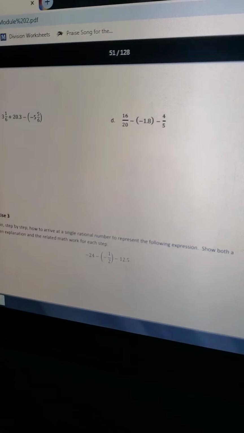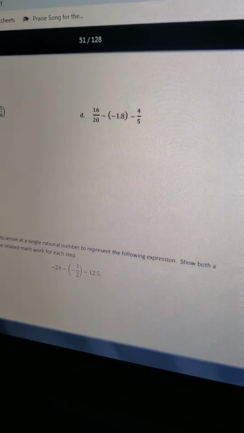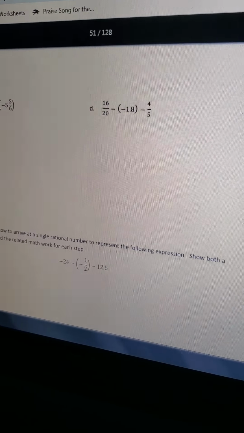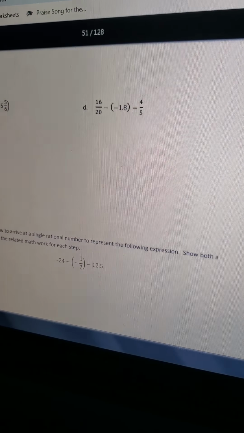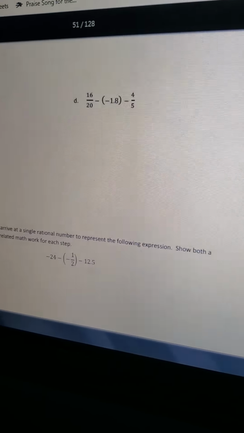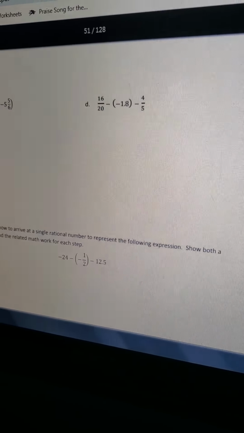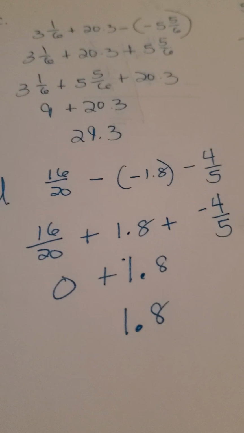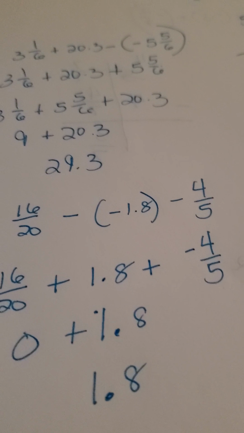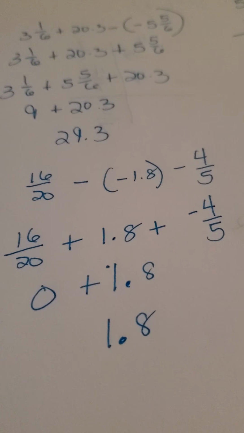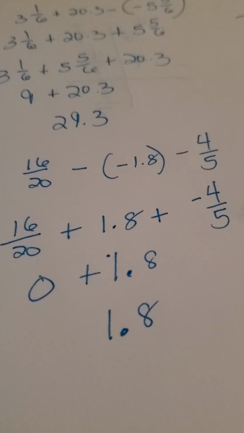So once again, we have two fractions and a decimal. A lot of work there if you want to change 1.8 into a fraction, or change the fractions into a decimal. The quicker, easier way to solve this problem would be to take 4/5 and right away add it to the fraction, which is 16 over 20, and that's what I did. So 16 over 20 minus negative 1.8 minus 4/5. Now I handled both subtraction signs at the same time. Feel free to do them separately if you get confused.